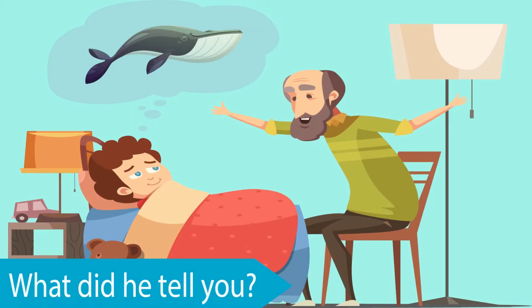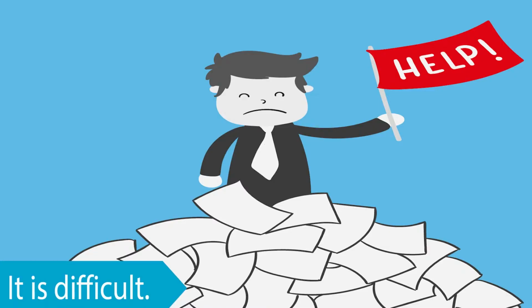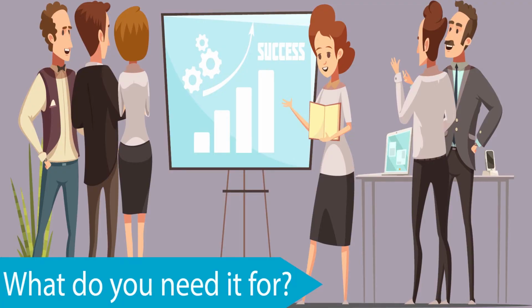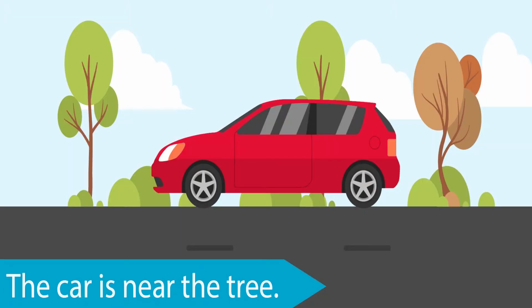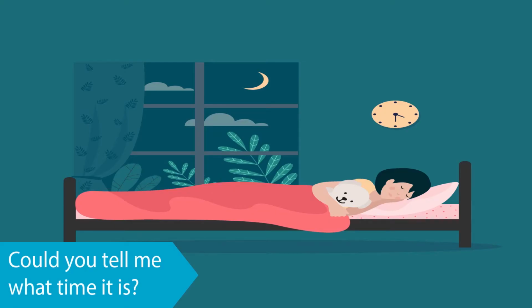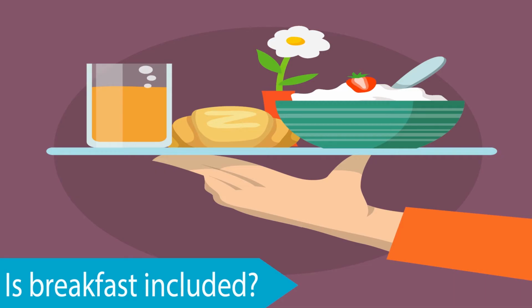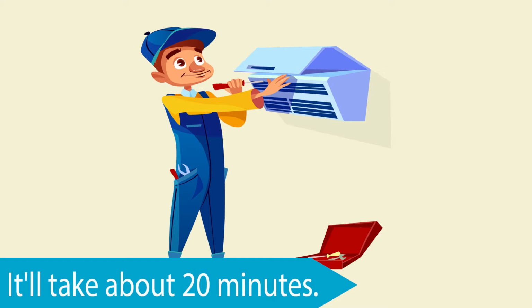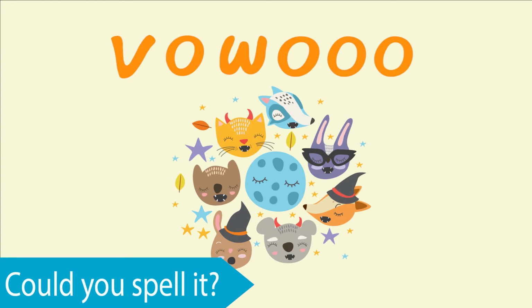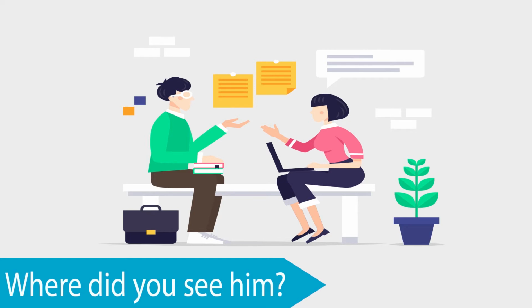What did he tell you? It is difficult. What do you need it for? The car is near the tree. Could you tell me what time it is? Have you got a single room for tonight? Is breakfast included? It'll take about 20 minutes. Could you spell it? Where did you see him?